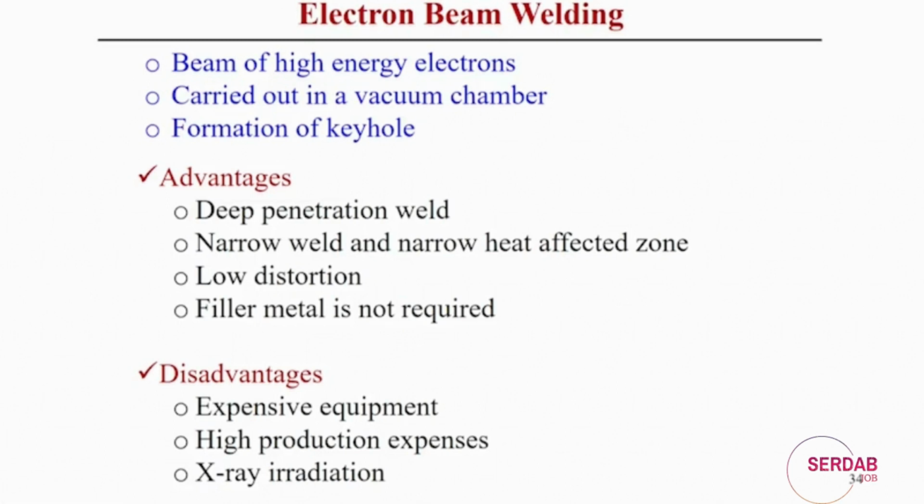Very small distortion is another advantage of this process. Filler material is not required, and another advantage is that a lot of combinations of dissimilar materials can be welded more easily as compared to other welding processes. But of course, there are some disadvantages: it is even more expensive equipment than laser welding, and the production cost is also very high. That means, when precision is the main requirement of any kind of welding process, then it is a better option.